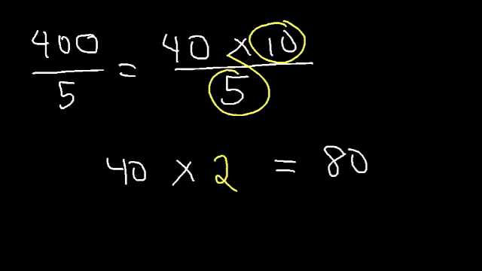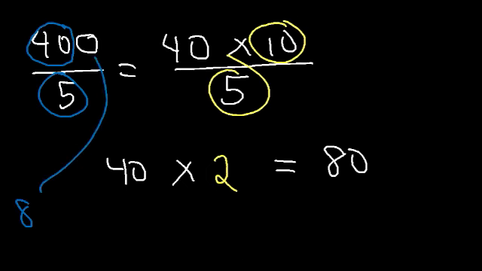Another way you could have seen this is you could focus on the 40 right here. 40 divided by 5 is 8, and then simply add the 0. You can get 80.